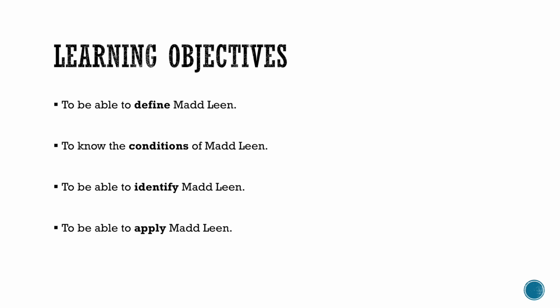So what have we learned in this lesson? We are able to define mad leen. We know the conditions of mad leen. We are able to identify mad leen. And finally, we are able to apply mad leen.